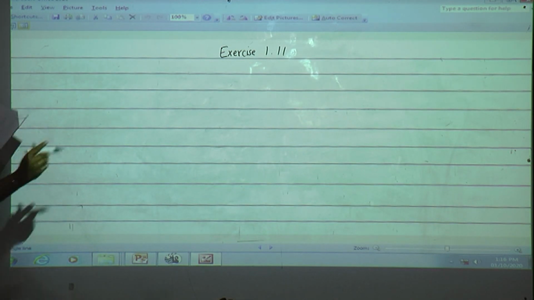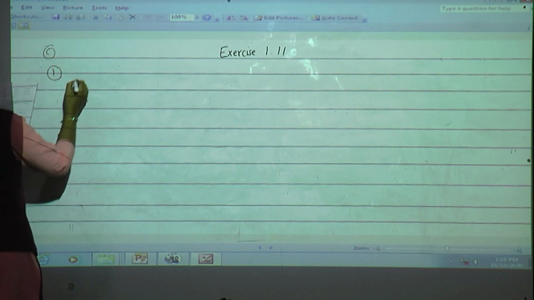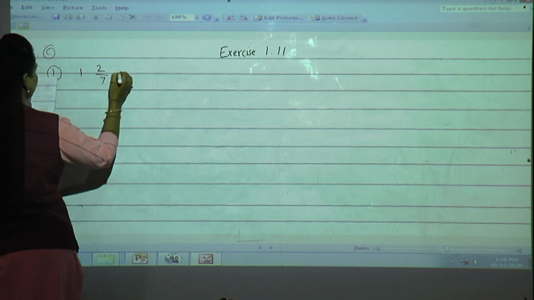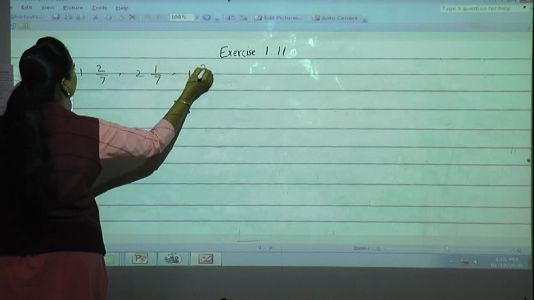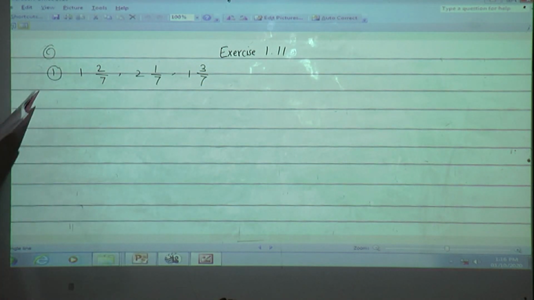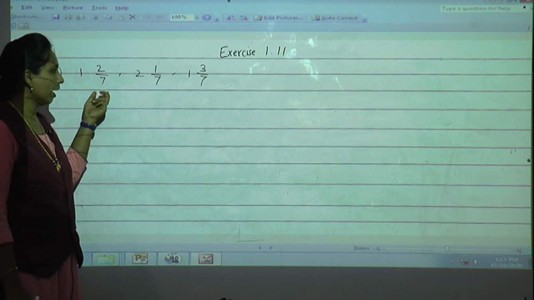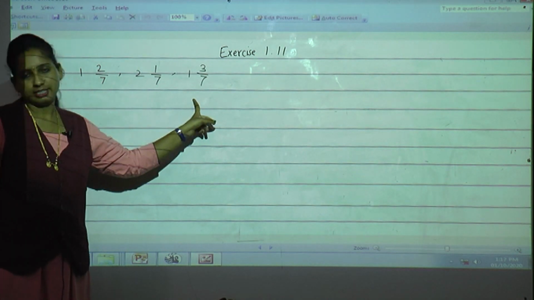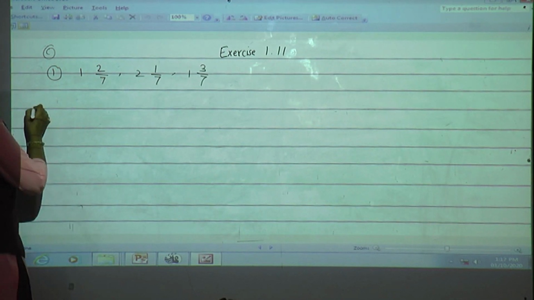Now C also add is there. In that first one I will take 1 2 by 7, 2 1 by 7, 1 3 by 7. Now they had given 3 mixed fractions, but do we need to convert into improper fractions? No. Why? Because denominators are same. When the denominators are same, no need to convert.